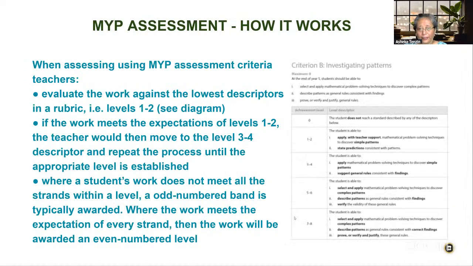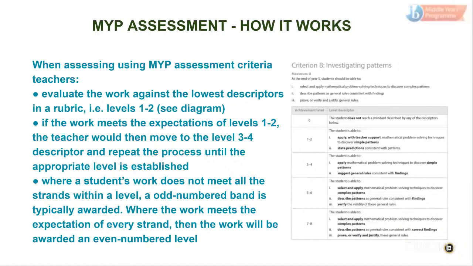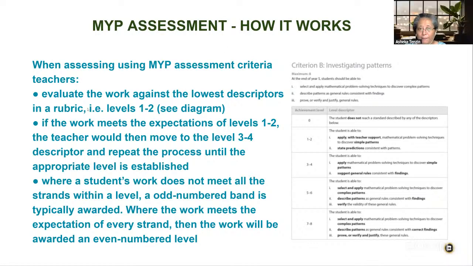Now, assessment criteria, how does it work? You have already seen this rubric; I had shown it in the previous slide also. When assessing with the MYP assessment criteria, you evaluate the student work against the lowest descriptor. If the work meets the expectation of levels 1 and 2, then you move up to 3 and 4. And if the work has achieved 3 and 4, then you move to the next level. So you start grading from the lowest level to the highest level.